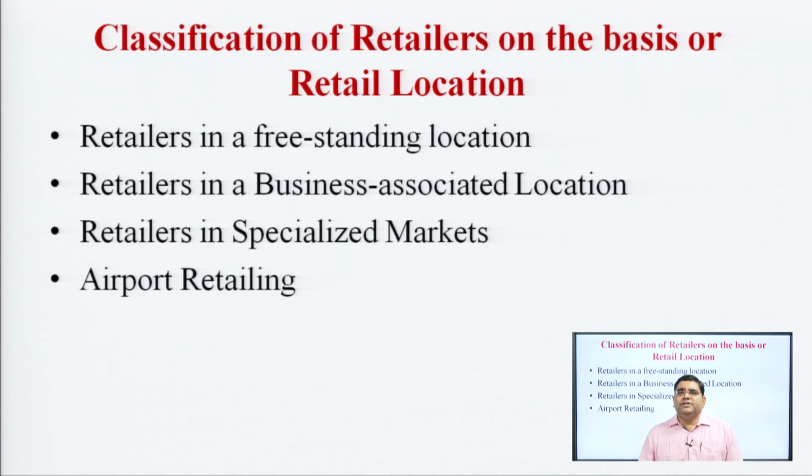Now, classification on the basis of location. Location is another very strategic point on which retailers are classified. First of all is retailers in a freestanding location. Freestanding location is basically where people can easily come and purchase the product. It may be on different streets, on top posh locations in metro cities, where they can put their outlets, and people can come and purchase the products.